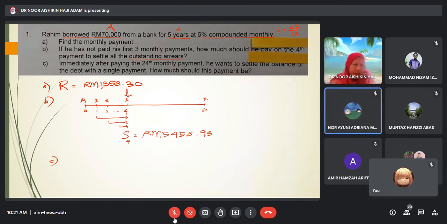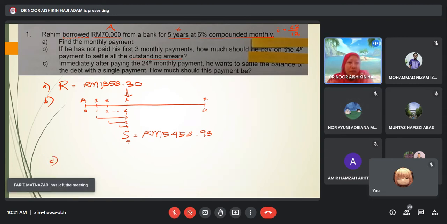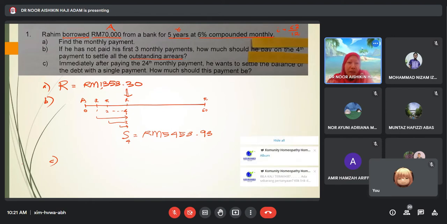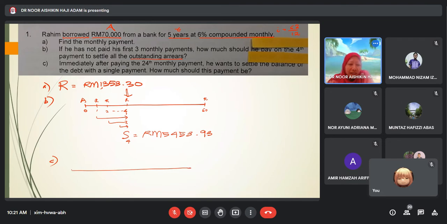Pasti. Faham. Immediately after paying the 24th monthly payment, he wants to settle the balance of the debt with a single payment. How much should this payment be? Ni apa? A ke S? A. Kenapa A?